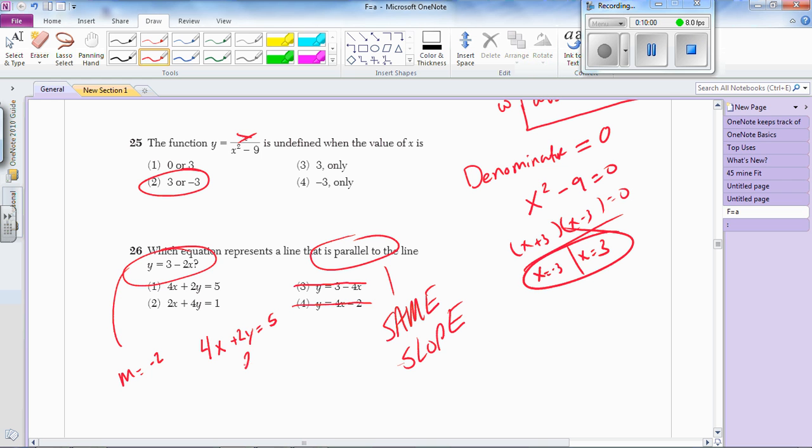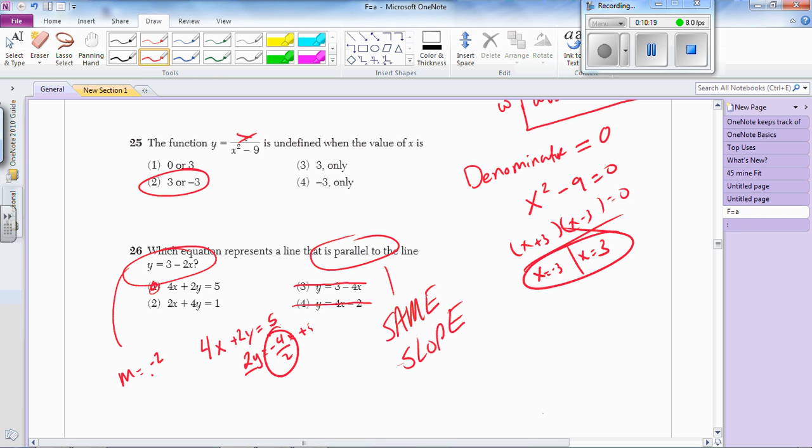Bring the 4x over, so I get 2y equals negative 4x plus 5, divide by 2, and it looks like I have negative 2 there. Here I would bring the 2x over and divide by 4, and I would get negative a half. That's not what I want. Choice 1 is the right answer.